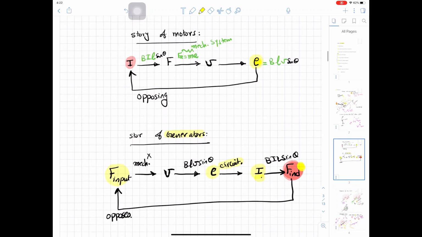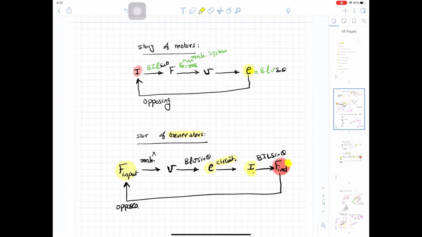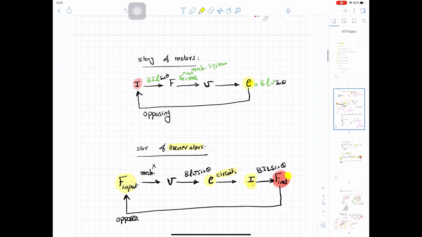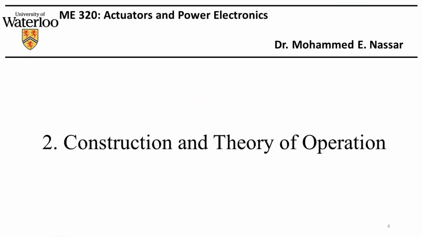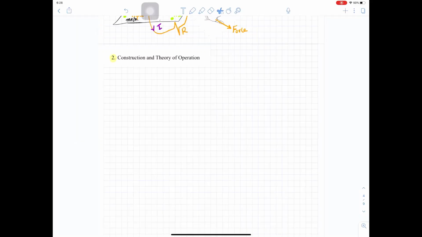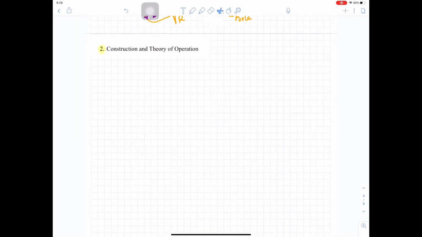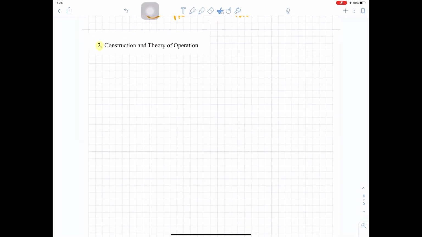And this is the story for motors and the story for generators in basic terms. The second part is the construction and theory of operation of DC motors.